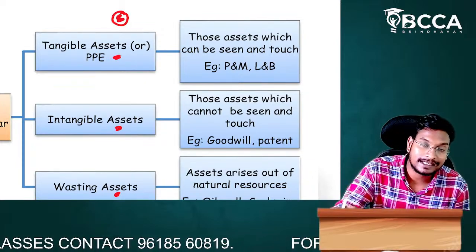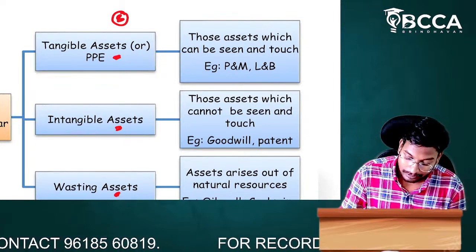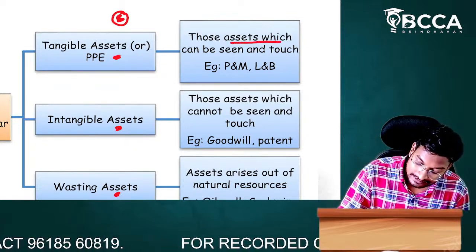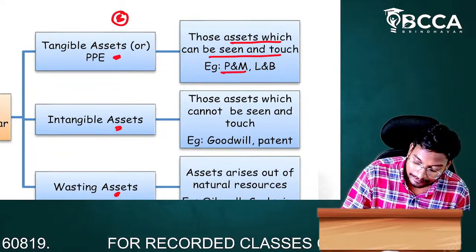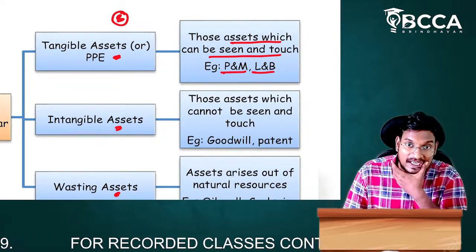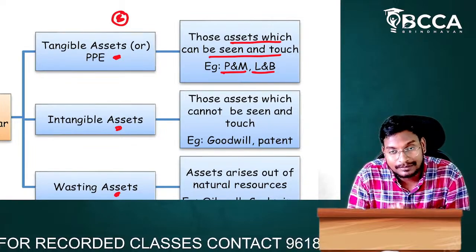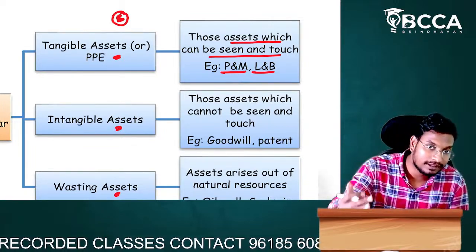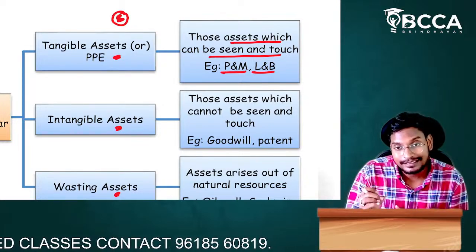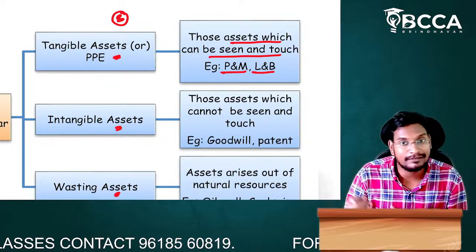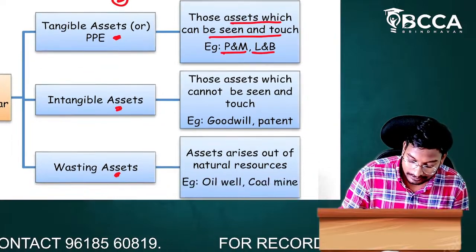Those two, what, sir? Tangible or intangible, sir? Tangible asset. Okay, sir? Those assets which we can see and touch are called tangible assets. Examples: plant and machinery, and land and buildings. In the case of plant and machinery, we will get the benefit for more than 1 year, so it is called a non-current asset. That plant and machinery we can see and touch, so it is also called a tangible asset.